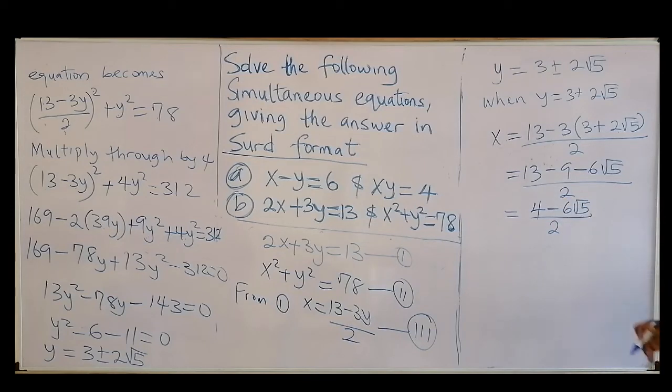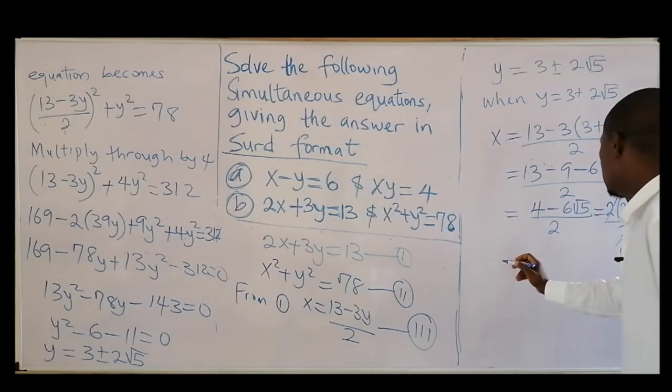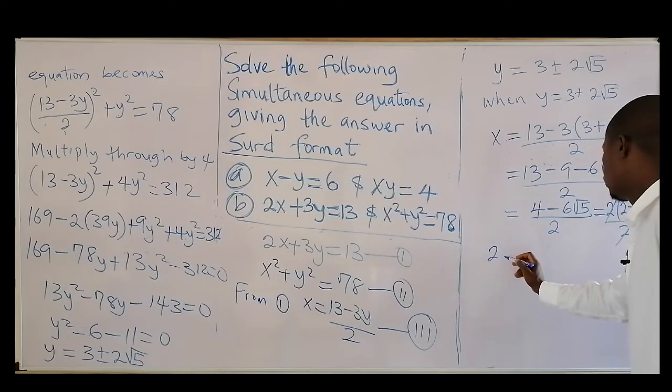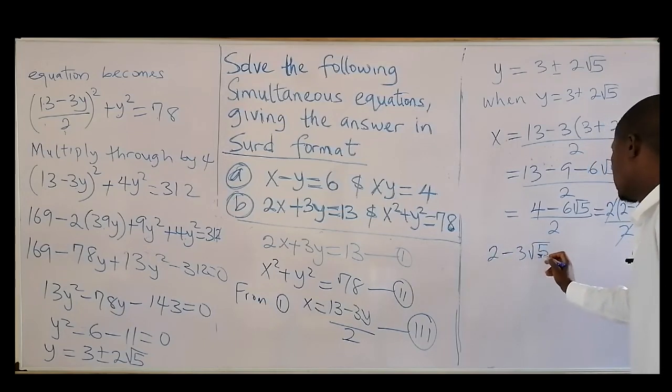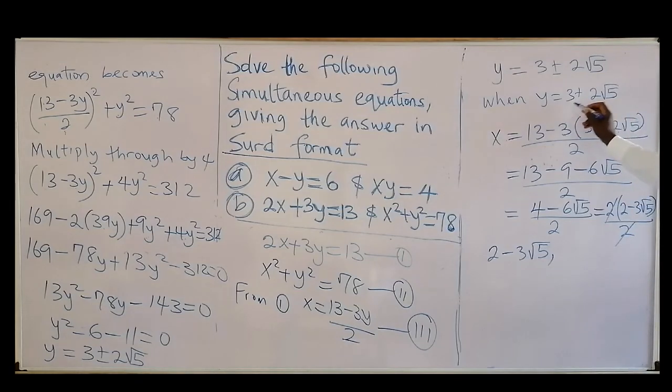Okay, so you can take 2 outside from the numerator. You can take 2 outside, factorize that. So the answer will now become 2 outside, then we have 2 minus 3 root 5 all over 2. So these 2 we cancel. So we have x is 2 minus 3 root 5. When x is this, y is what? Y is this, 3 plus 2 root 5. So that's the x, y coordinates. When x is that, y is that.